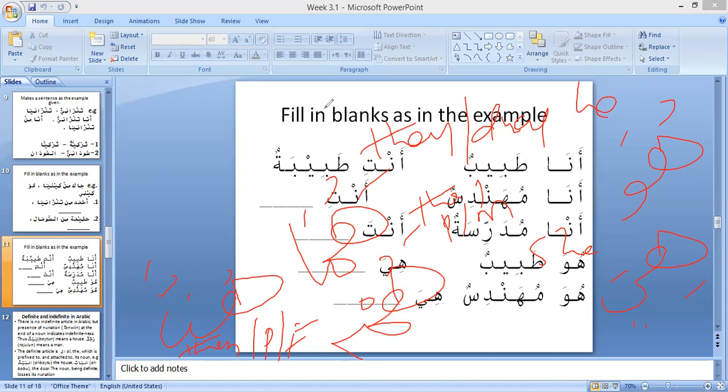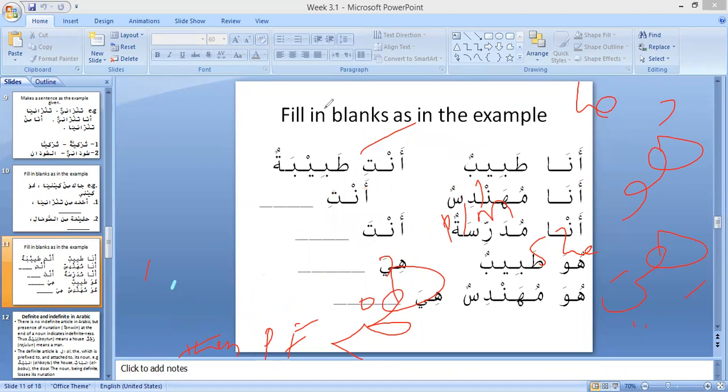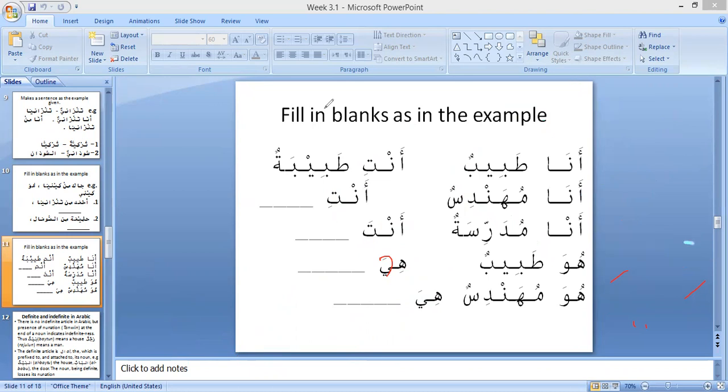Yes. Are we together, guys? Is it clear? Any question on any of this before we proceed? Okay. So when you are saying I am a Kenyan, it depends on who you are. If you are a male, you say ana Kini, and if you are a female, you say ana Kiniya. If you are a male, you say ana Tanzani, and a female, ana Tanzaniya. Then anta Kini, anti Kiniya. Huwa Kini, hiya Kiniya. Those are singular. There are dual and plural, and of course we'll see how they are addressed.